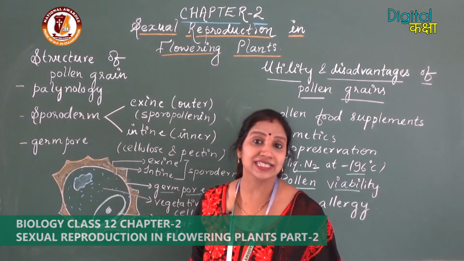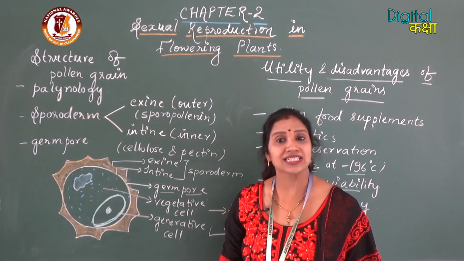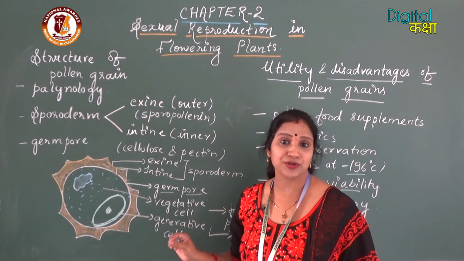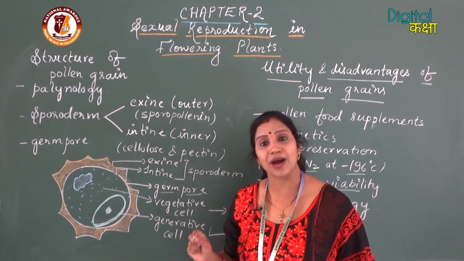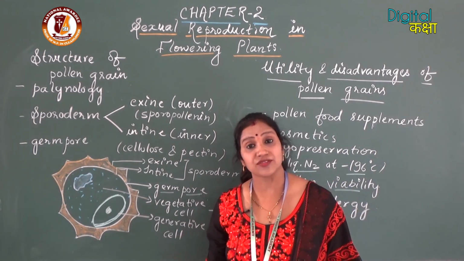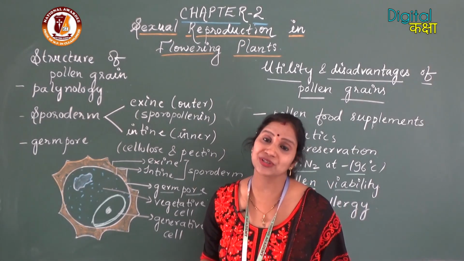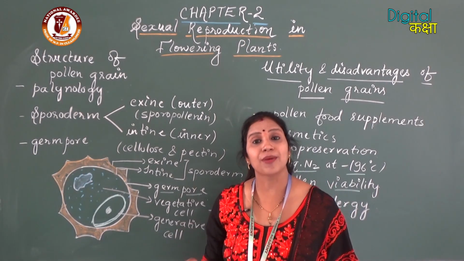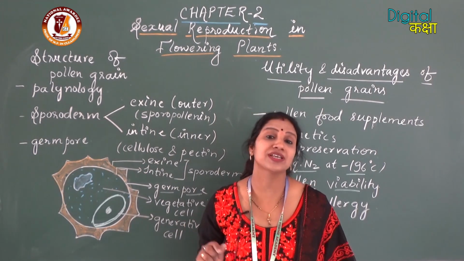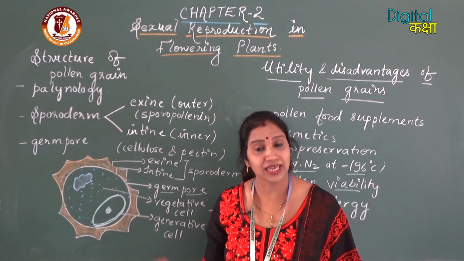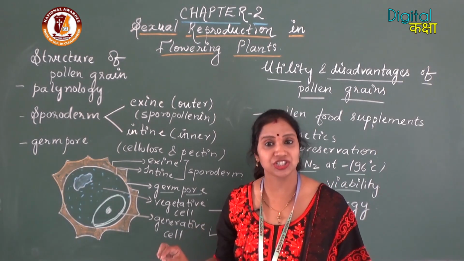So in today's class we have discussed the enlarged structure of the microsporangium. We have discussed the process of microsporogenesis, in which we studied how the microspores or pollen grains are formed by the pollen mother cell that is formed from the sporogenous tissue, and the cell division involved is meiosis.